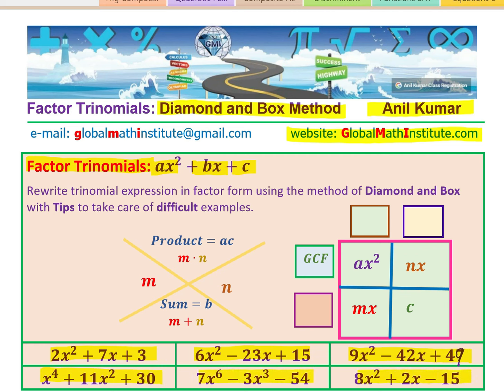You notice that all of them have leading coefficient a, which is greater than 1. You also notice that there are some where the degree is higher. Even then, we can factor the trinomial. The only thing you notice is that the highest degree is twice the one in the middle term. Right? Now let's talk about the diamond and box method itself.